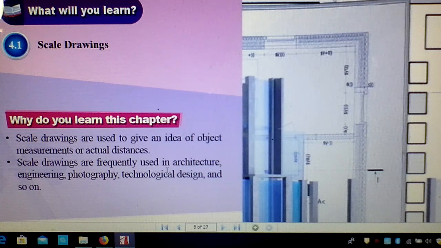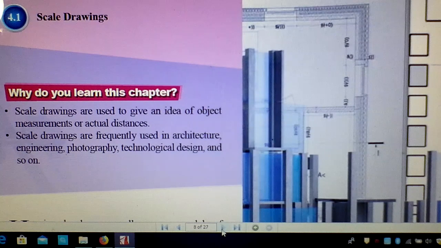We cannot just bring the model. It's too large. It's not practical for you to bring and show him. So sometimes we need to sketch the diagram. But when we sketch, we will have a scale for our drawing. We want the size to become smaller, or we want the size to become bigger, but still show the size which is proportional to the actual size.